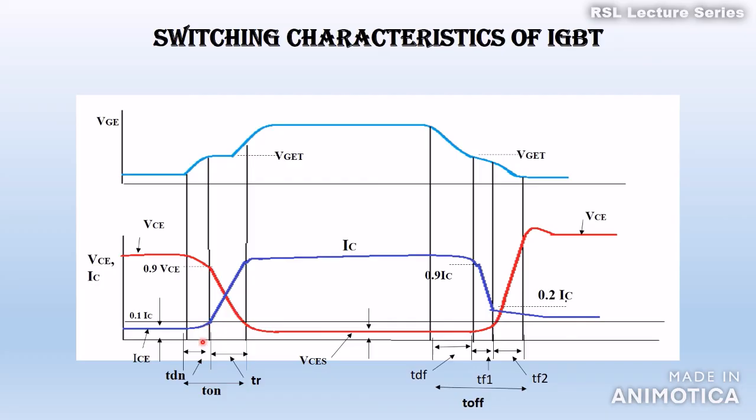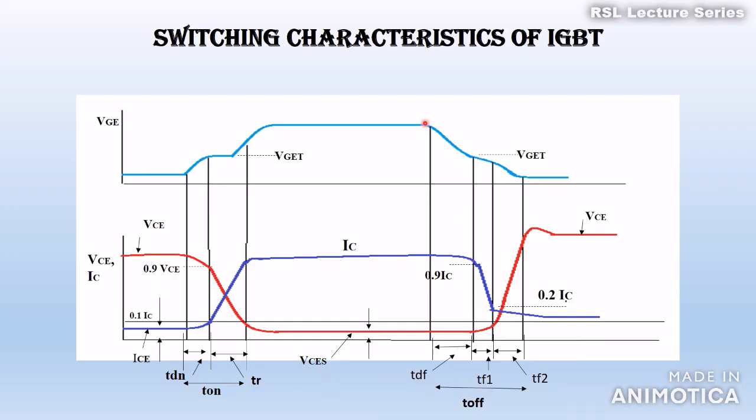So this is the delay time, and with the further increase in the gate emitter voltage, this VCE will fall. At the same time, this IC will rise. So this is the rise time. So TDN plus TR is equal to the turn on time. During on time, the collector current is equal to IC, and the collector emitter voltage will fall to VCES. This is the saturated value.